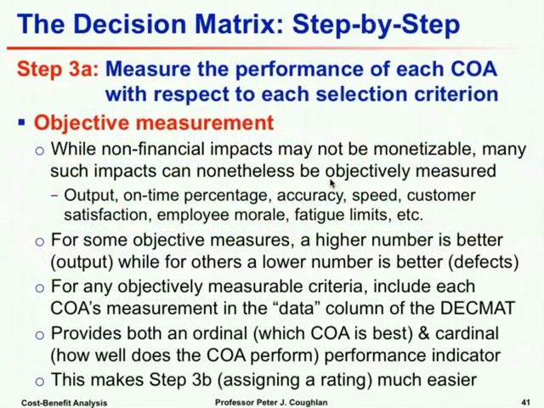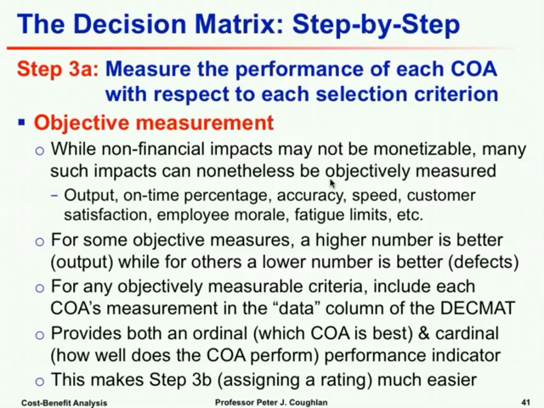So step 3A is the idea of measuring the performance of each course of action with respect to each selection criterion, right? And the easy elements are the ones for which you can have an objective measurement. So obviously, if it can be monetized, then we've already talked about that. It's usually your cost. We'll talk about whether or not you include the cost and why you might include it in the matrix, why you might not. But even if it's a non-financial impact, so it's not monetizable, it may nonetheless be objectively measured. For example, things like output, on-time percentage, accuracy, speed, customer satisfaction, employee morale, fatigue limits, etc.